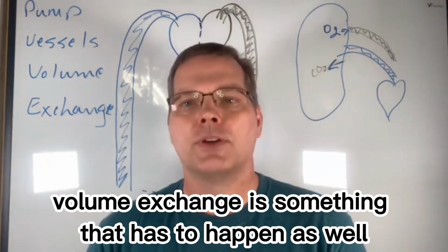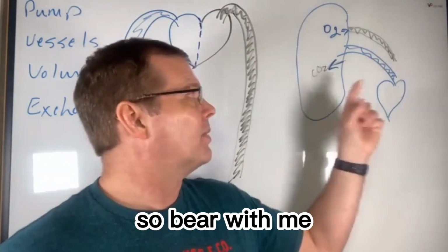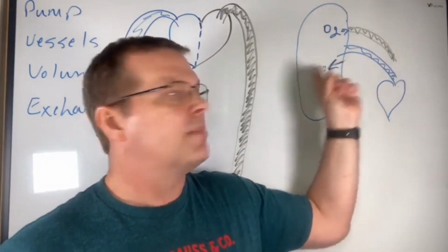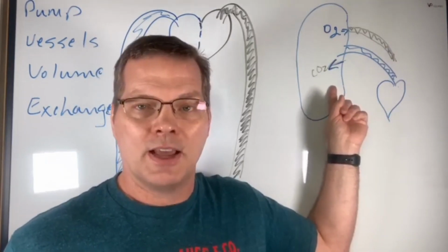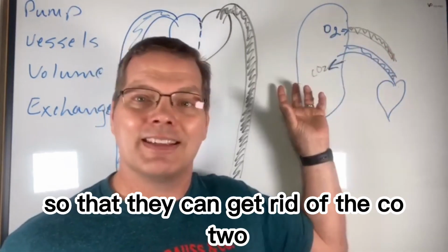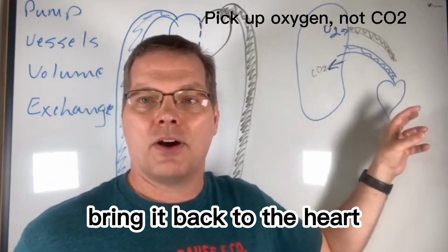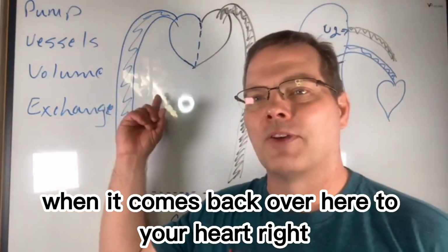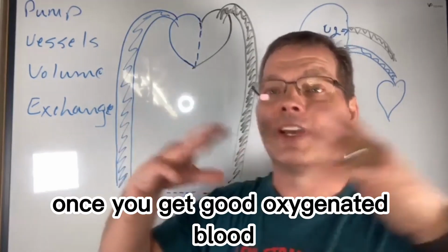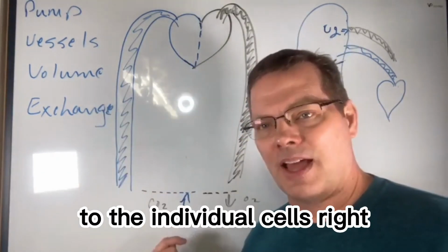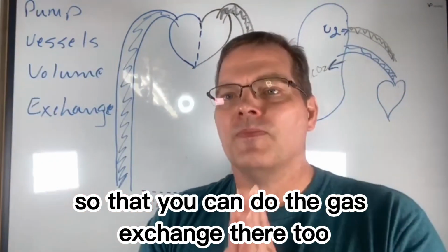Exchange is something that has to happen as well. You have to be able to do your gas exchange. I'm kind of going backwards here, so bear with me. But you have to be able to pump blood from your heart over to the lungs, which is unoxygenated, so that they can get rid of the CO2, and it can pick up oxygen and bring it back to the heart. Then when it comes back to your heart, you have to be able to pump the oxygenated blood to the individual cells, all the way down to the individual cells, so that you can do the gas exchange there too.